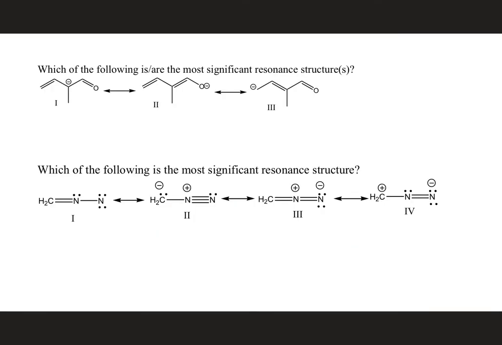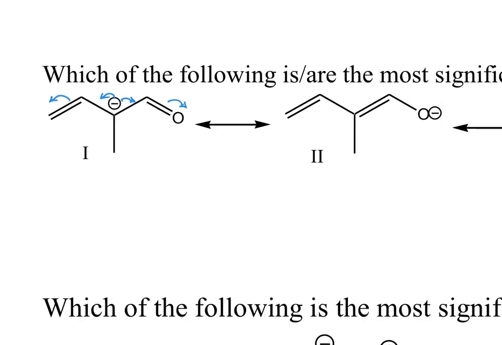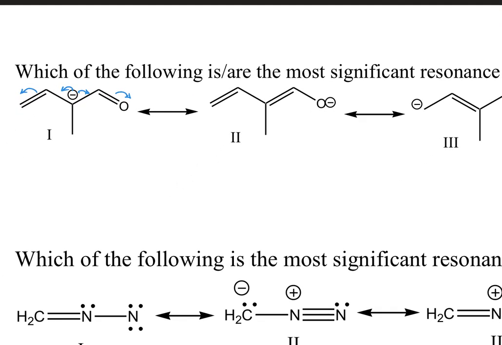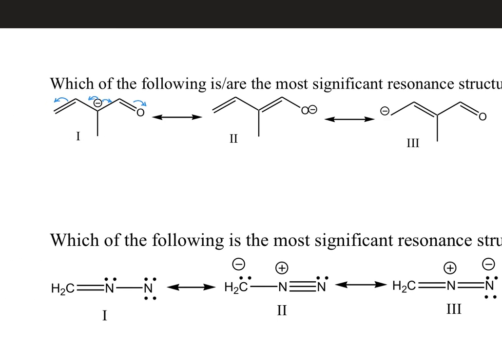All right, which of the following is or are the most significant resonance structures, meaning the most stable? We have here this negative charge that is conjugated in two directions. Again, it could go to the right, it could go to the left, like that. So that's good. It has two resonance structures there. I mean, it could go in both directions, and they're shown here and there in 2 and 3. Now, which is the most significant? So which of these is the most stable?